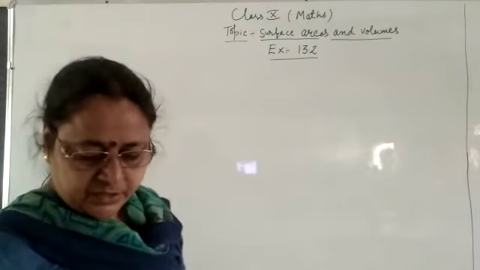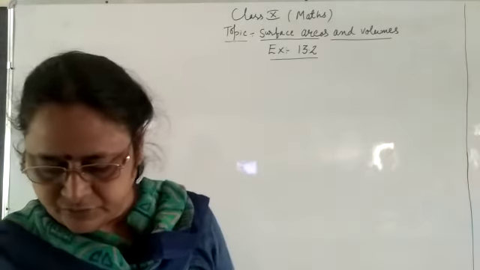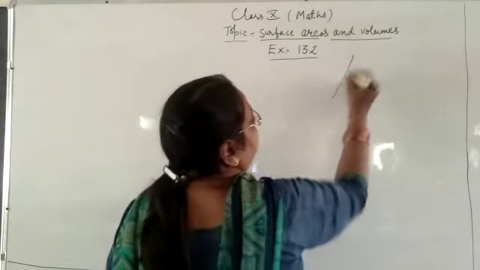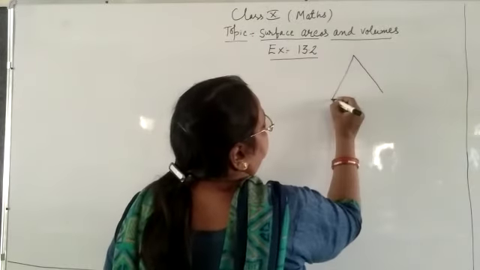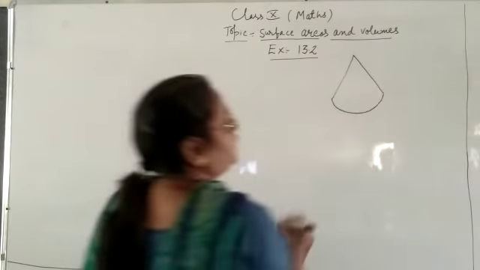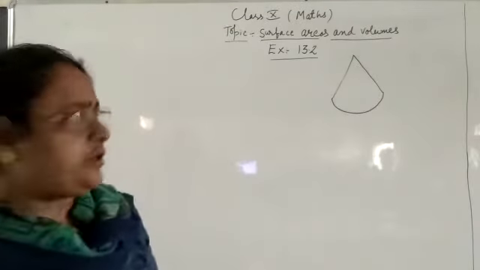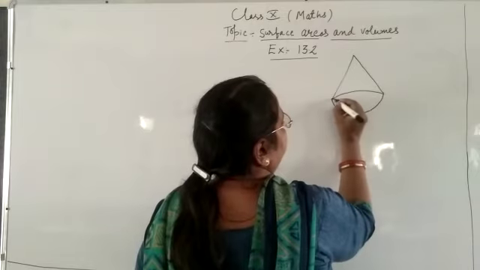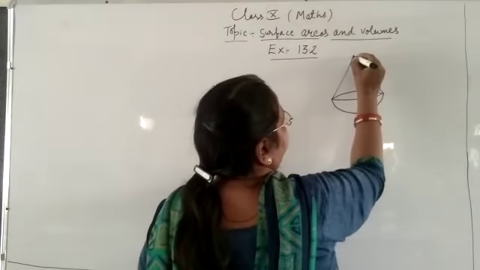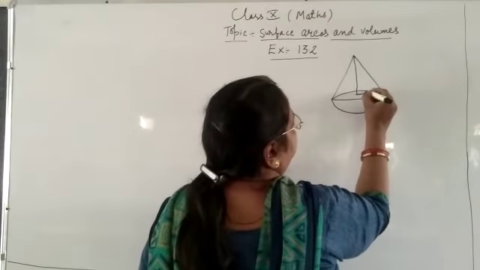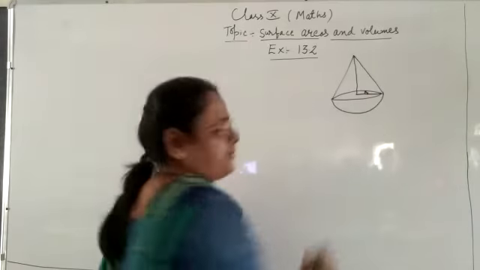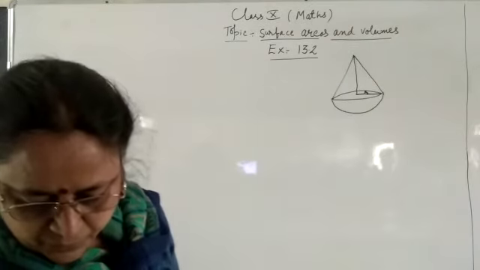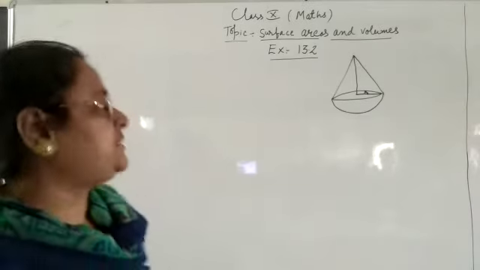The question is, a solid is in the shape of a cone standing on a hemisphere. First of all, we will draw the figure. A solid is in the shape of a cone mounted on a hemisphere. So draw this figure. This is the conical part with the radius, and this is the hemispherical part. Both have their radii equal to 1 centimeter.